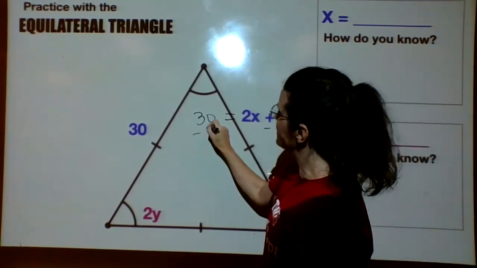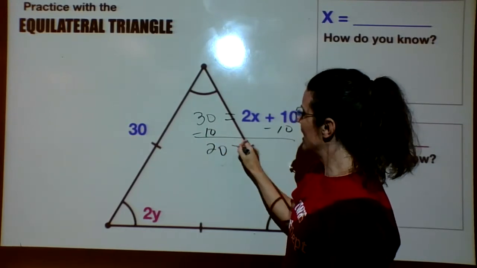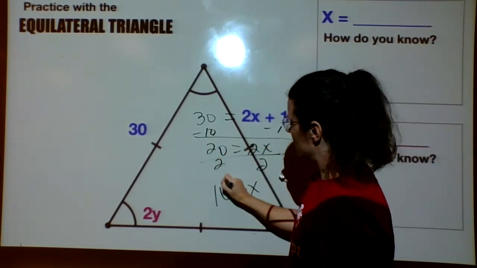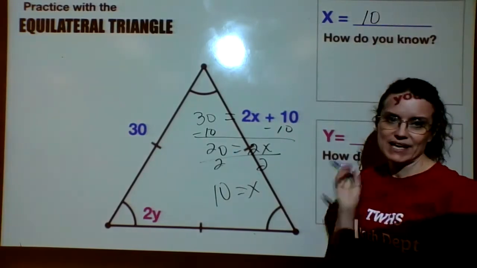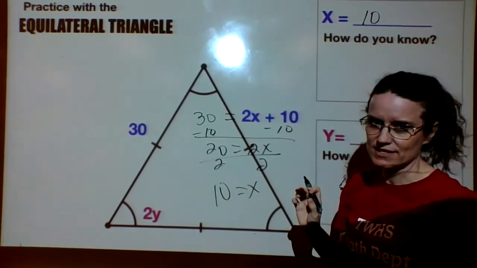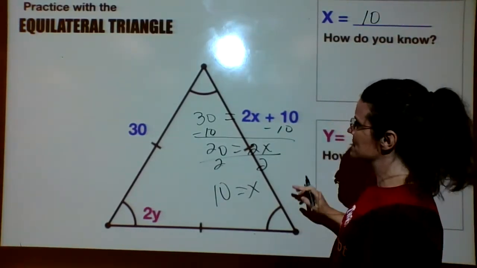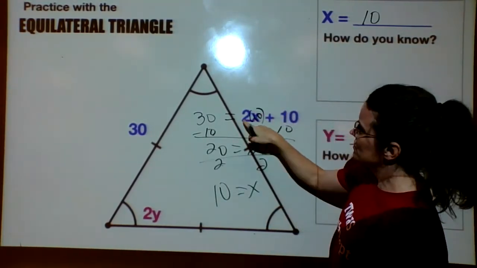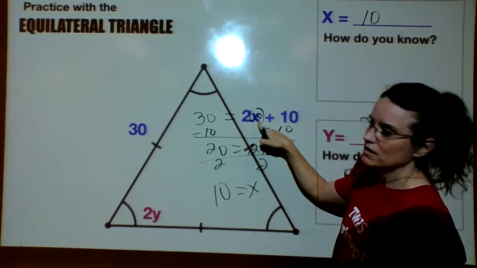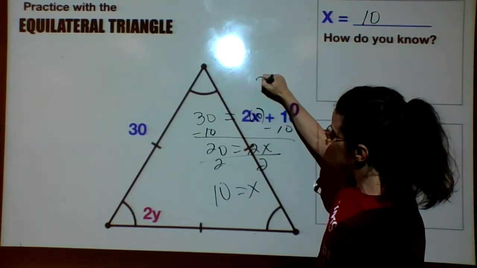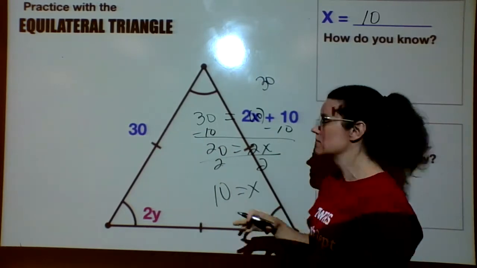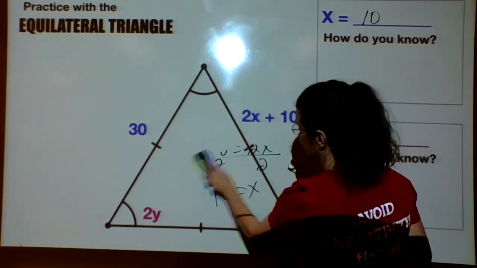I subtract the 10 from both sides. 20 equals 2X, divide it off, and X has to be 10 degrees. Or not degrees. This isn't an angle. It's a side. So it has to be 10. Let's check it. If I put 10 in here, 2 times 10 is 20, plus the 10, yep, this side would be 30, which matches this side. See, algebra works even when you're not in algebra class anymore.